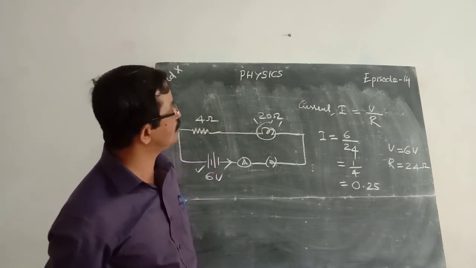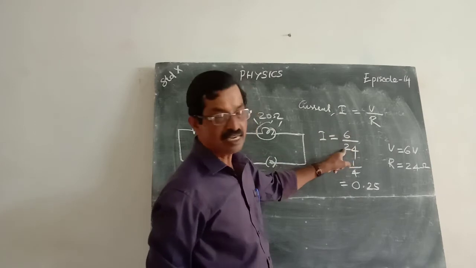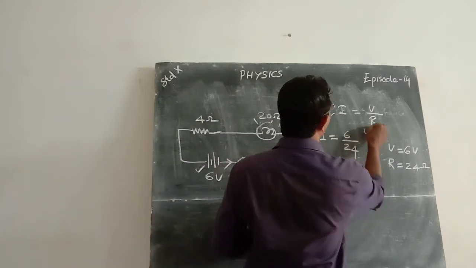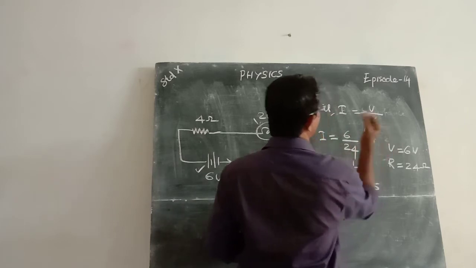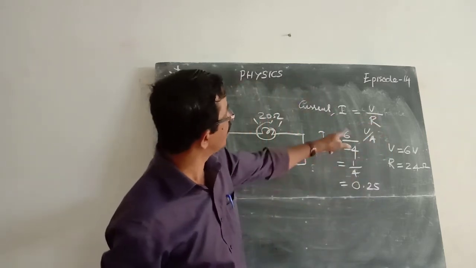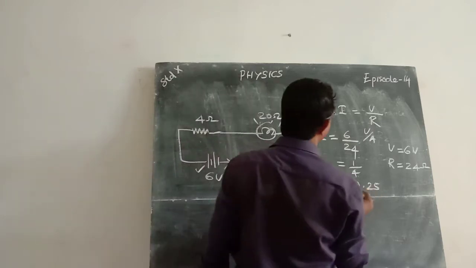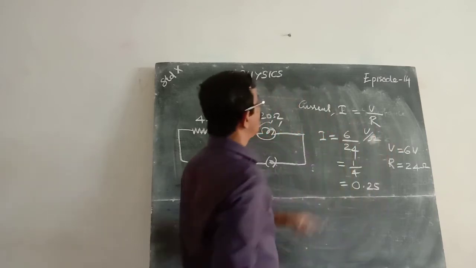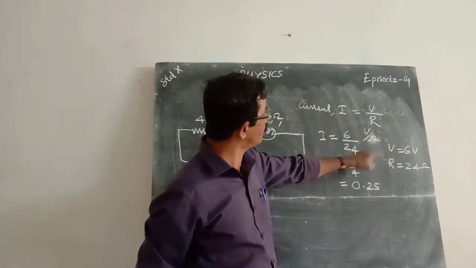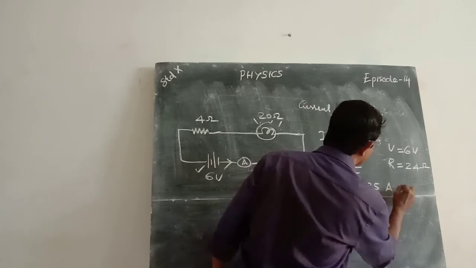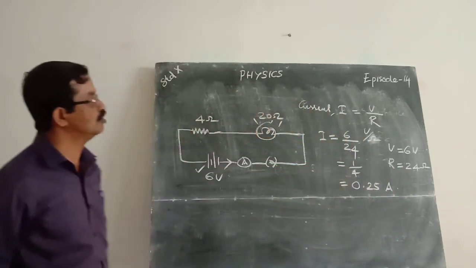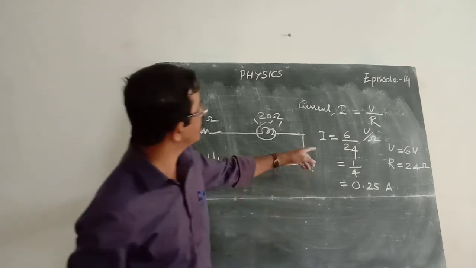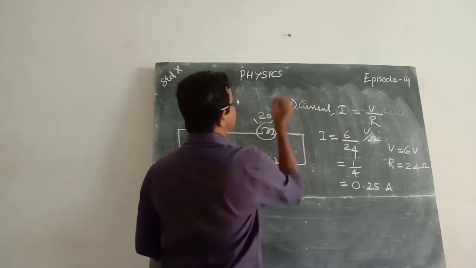Which is the unit of current? The actual unit is potential, volt, by resistance. Volt by resistance, the unit of resistance is ohm. That means volt by ohm, it is called ampere. That is ampere. How much will it be? 0.25 ampere. Now this is the answer for question B.